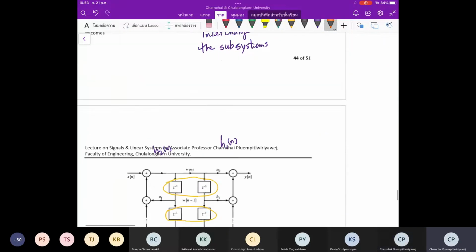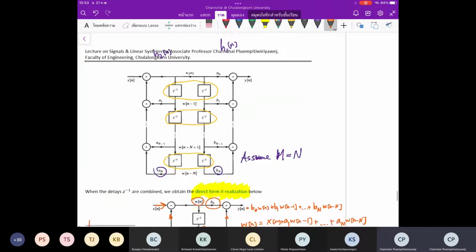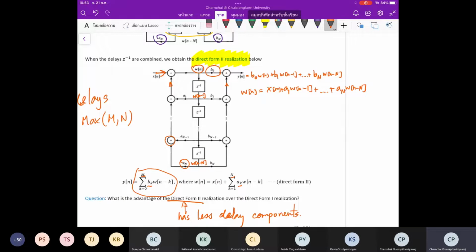So b could go to m, and ak to add sum until n. In this case you could substitute this in there. The total yn is going to be a mess actually. yn is going to be the summation of k from 0 to m bk, but wn minus k.